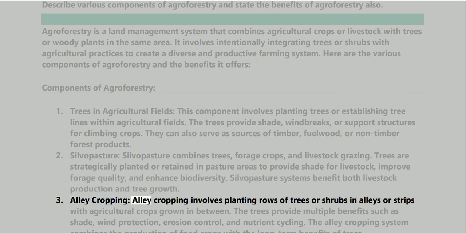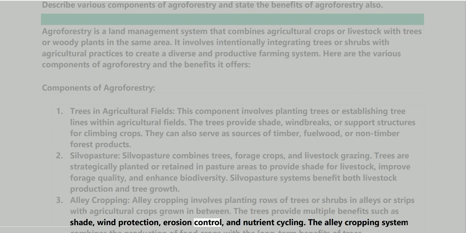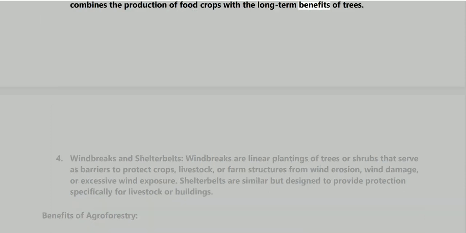3. Alley cropping. Alley cropping involves planting rows of trees or shrubs in alleys or strips with agricultural crops grown in between. The trees provide multiple benefits such as shade, wind protection, erosion control, and nutrient cycling. The alley cropping system combines the production of food crops with the long-term benefits of trees.